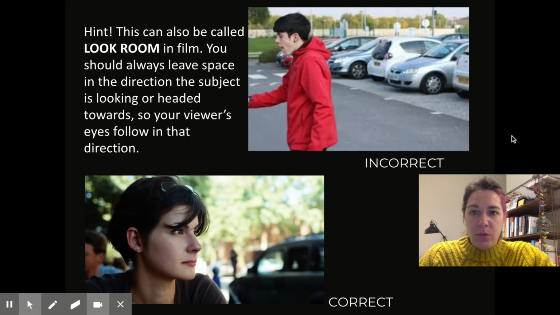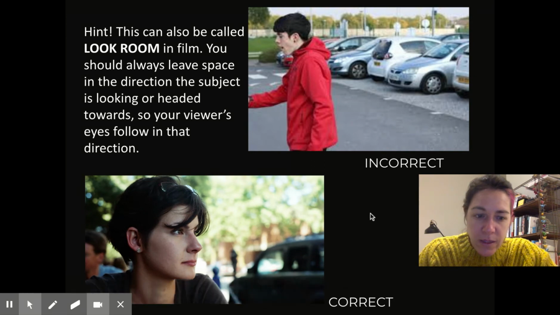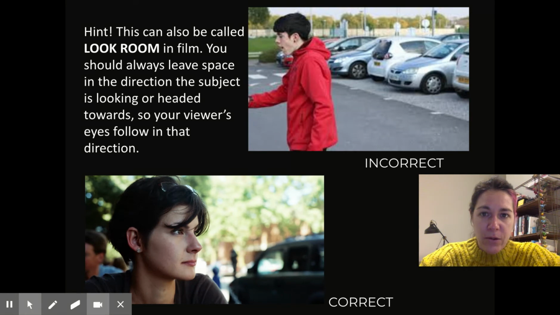Here are 2 more examples. The bottom photo is correct. There's enough look room, space in the direction she's looking, as opposed to the top frame. That photo looks like the boy in the red coat is just going to run right into the edge of the frame. So you would want that look room on the opposite side.